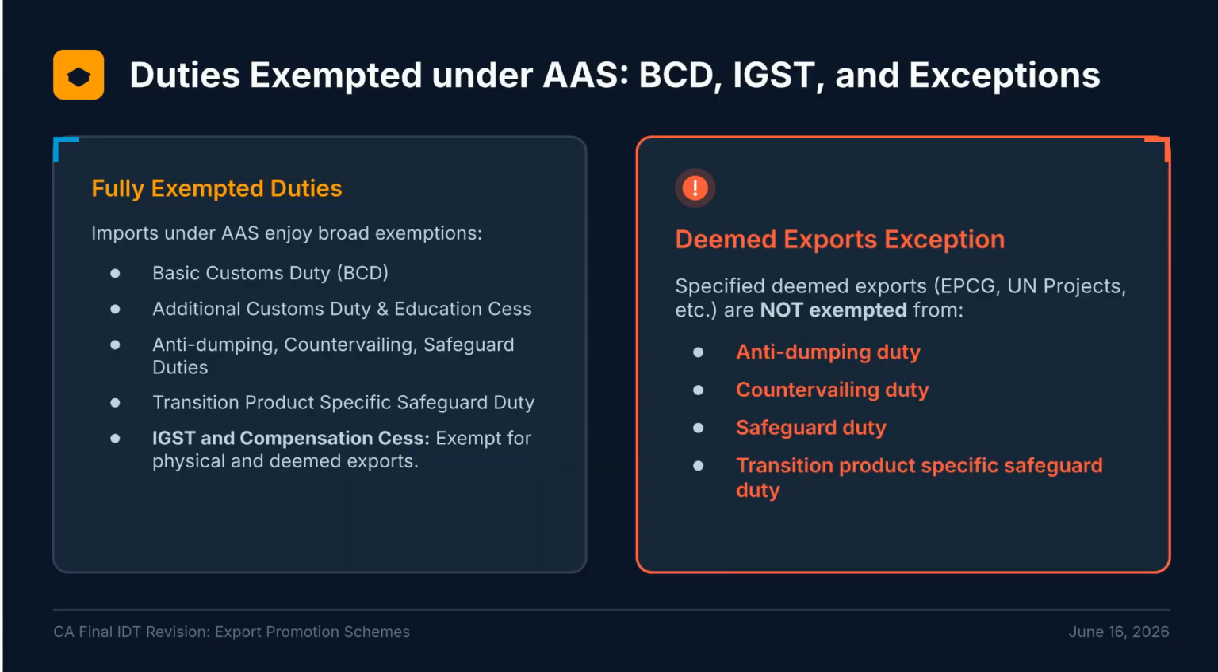However, there is an important exception. Certain specified deemed exports, such as supplies against EPCG authorization or supplies to the United Nations and international organizations, do not enjoy exemption from trade remedy duties like anti-dumping and safeguard duties. This exception is a favorite exam question.